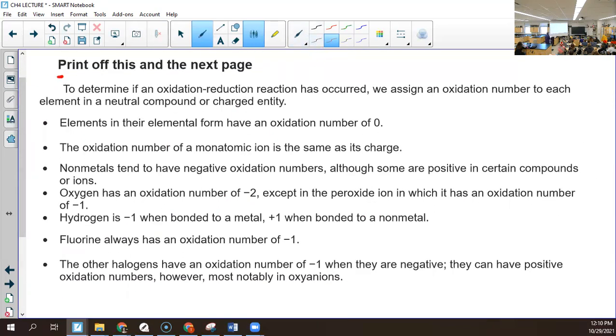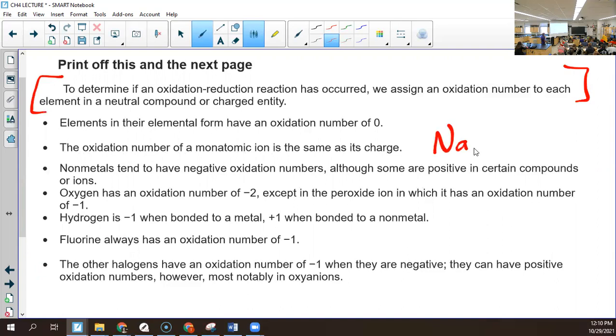All right, here we go. We are going to assign oxidation numbers based on these rules. So elements in their elemental form have an oxidation number of 0, which we've sort of said. We said an element by definition is neutral. The ion is not, but an element is neutral or it has a 0. We'll go to the other side and practice in a second. The oxidation number of a monatomic ion is the same as its charge.